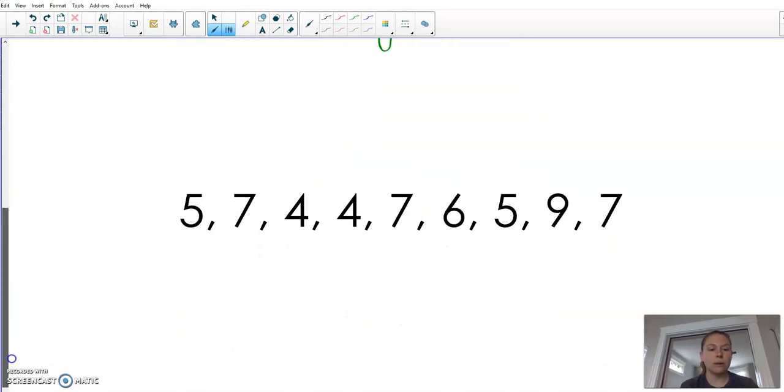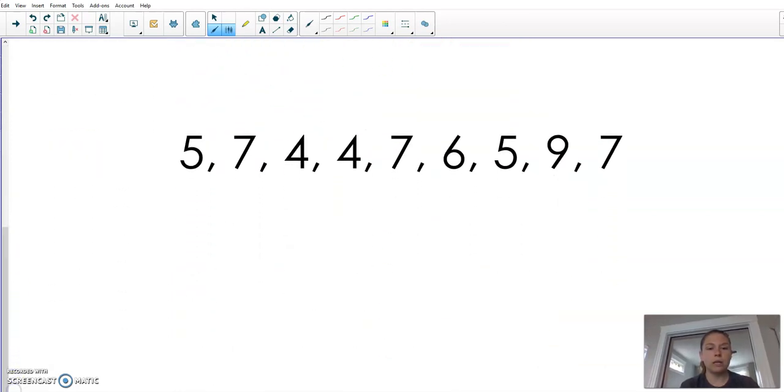So let's go down here. I have provided some values. Now I just went ahead and thought of shoe sizes. So if we were in class today, I would probably ask, okay, everyone, what is your shoe size? Let's make a set of data with those values. And this is just an example. I've got 5, 7, 4, 4, 7, 6, 5, 9, 7. The first thing that you always want to do is put them in order from least to greatest.